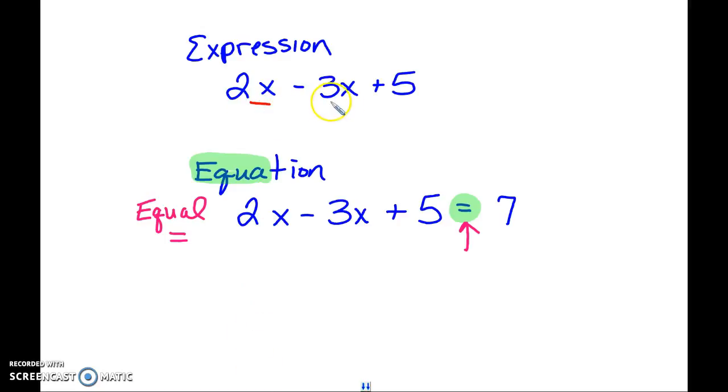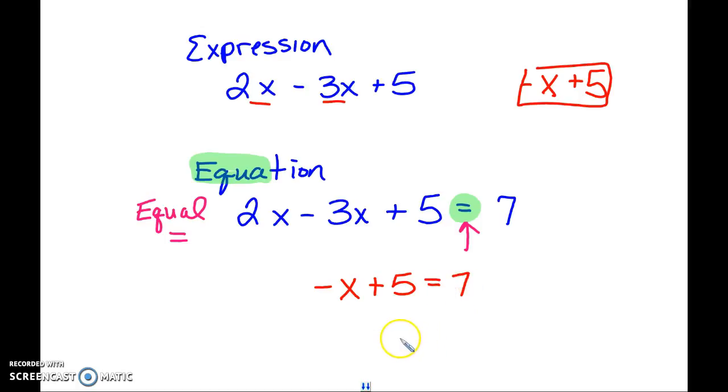I can take the 2x and I can subtract 3x. That gives me negative 1x or negative x plus 5. That's all you can do with an expression, is simplify it. But with an equation, I can simplify it and then I can solve for x. And you'll learn how to do that later. In this case, I get subtract 5, equals 2, x equals negative 2. With an equation, you can calculate a value for x. With an expression, you can't. The only thing you can do with it is simplify it. So for now, you just need to know the difference.